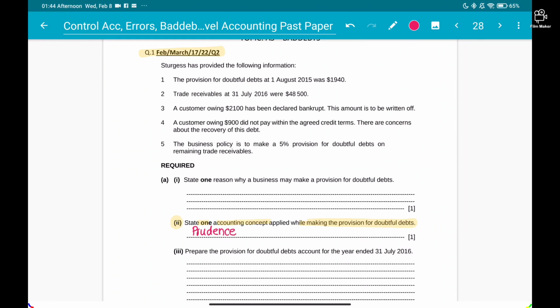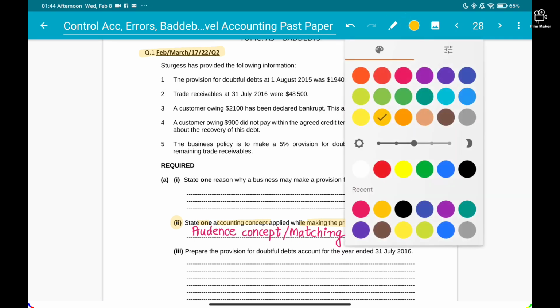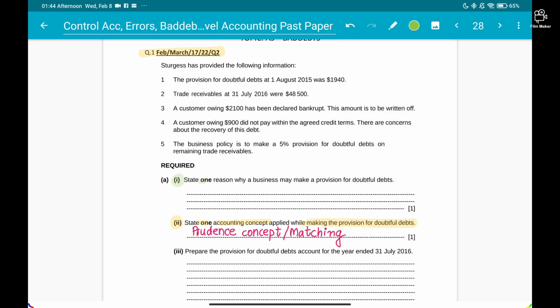the prudence concept, or you can write the matching concept as well. So it can be the prudence concept, or it can be the matching concept. But I would prefer to write the prudence concept first because it has more priority. Similarly, another one-mark theory question is: state one reason why a business may make a provision for doubtful debts.